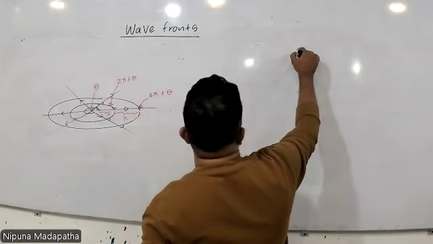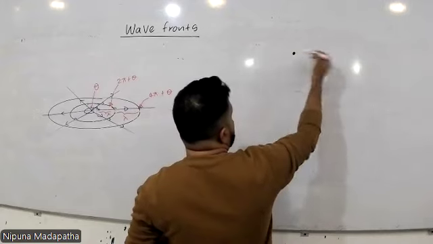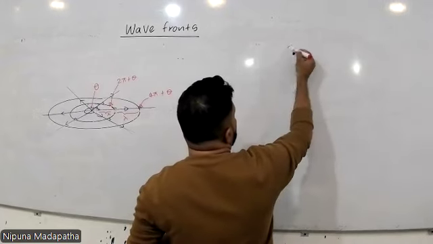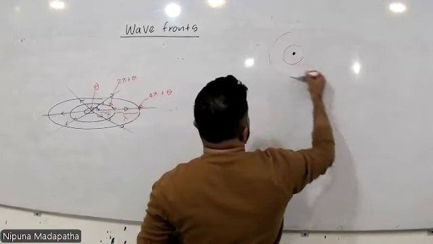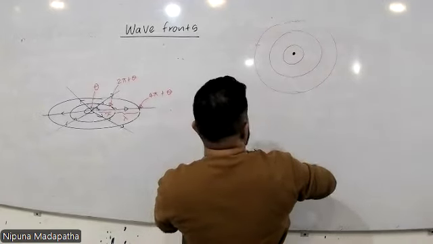There's a point light source. Because of that, the wave propagates spherically in 3D space, in vacuum.